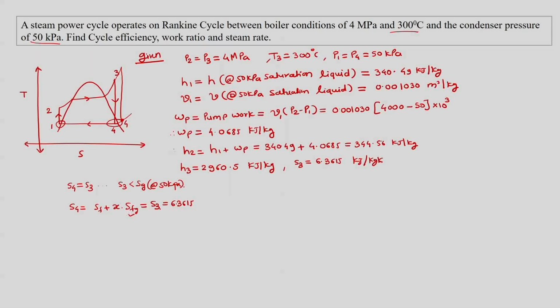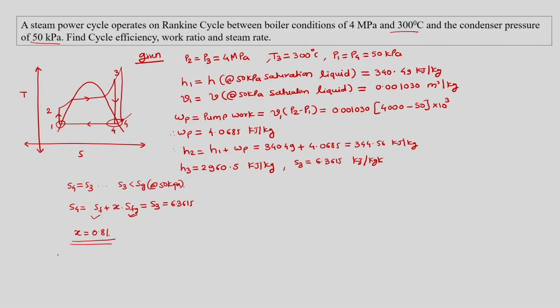which is the latent entropy required for phase transfer. So knowing Sf and Sfg, from the steam table we can find out X. Here we get X is equal to 0.81. So this is the dryness fraction at state 4.